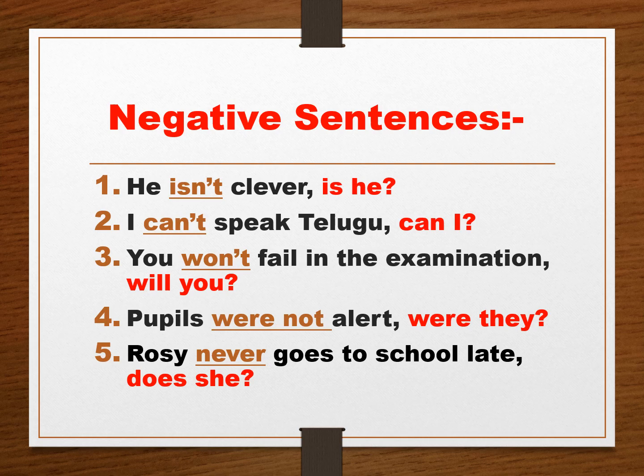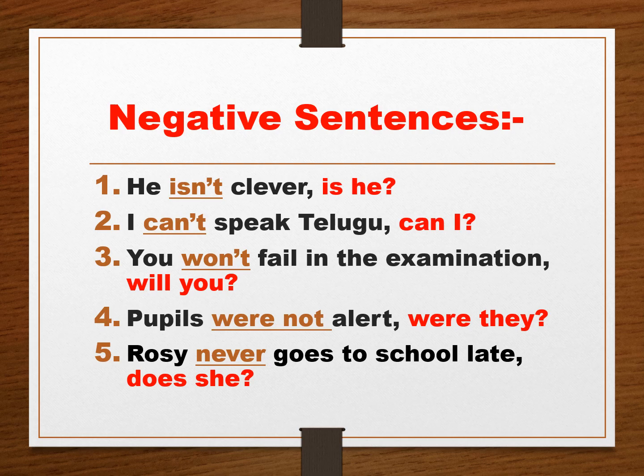Let's go with the first example. He isn't clever. So, the auxiliary verb used here is isn't. Isn't, it's the contracted form of is not. So just remove the negative form and change that into positive. So it will become is. And then add the pronoun, that is the subjective pronoun given over here, that is he. So the tag simply becomes is he.